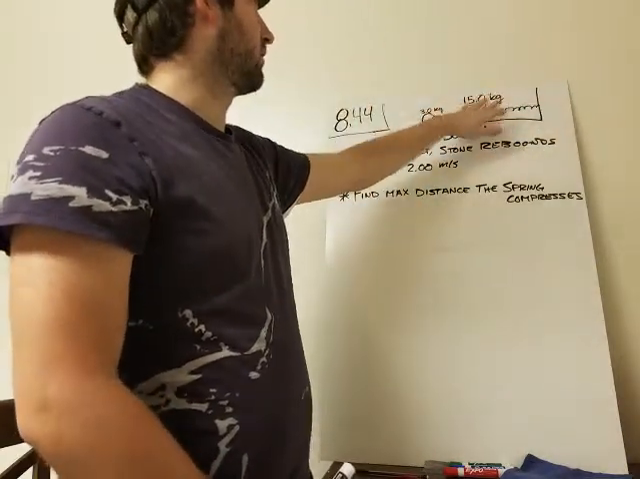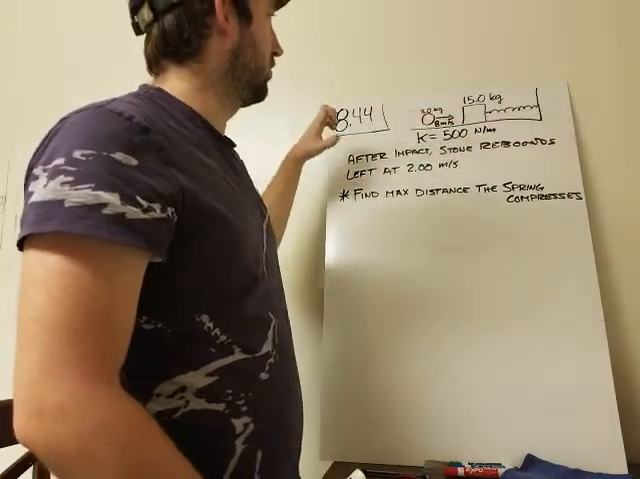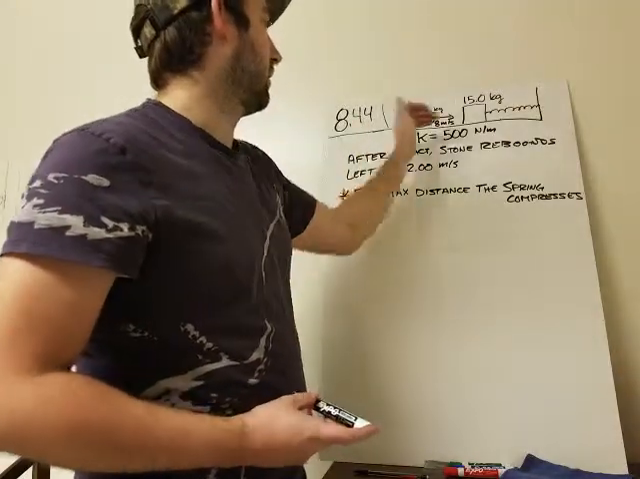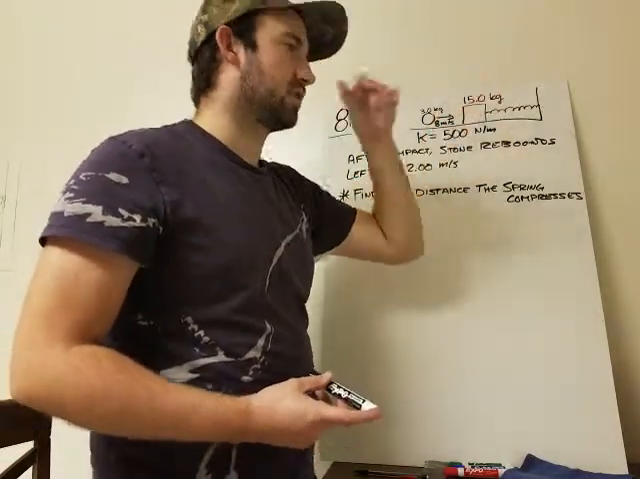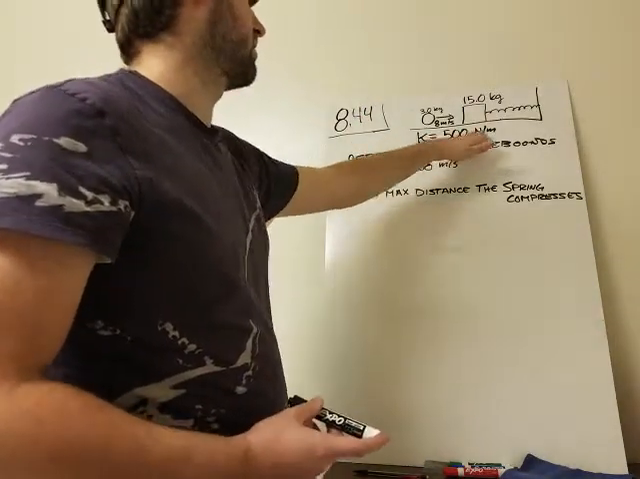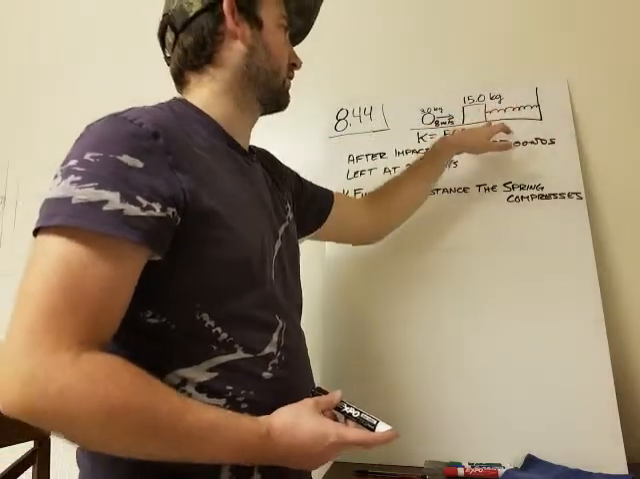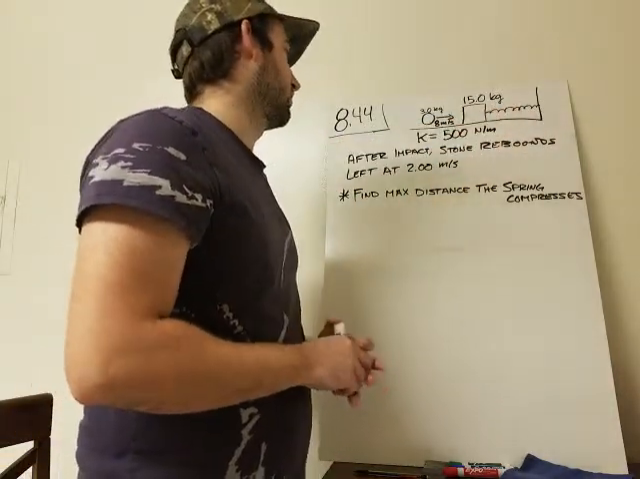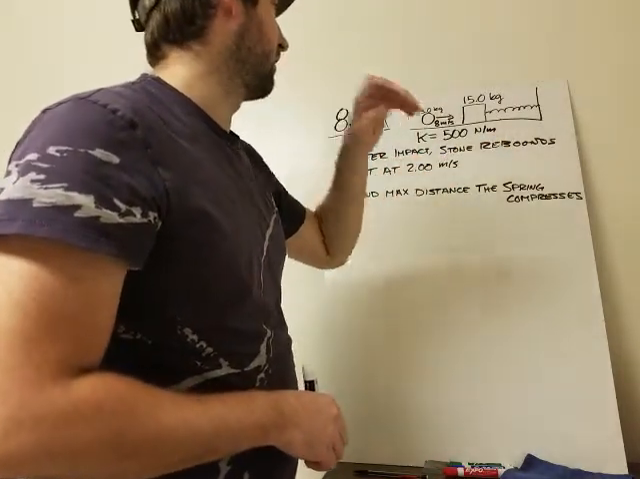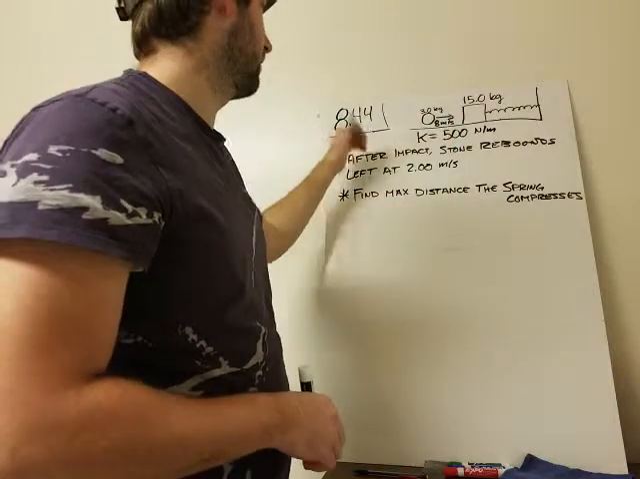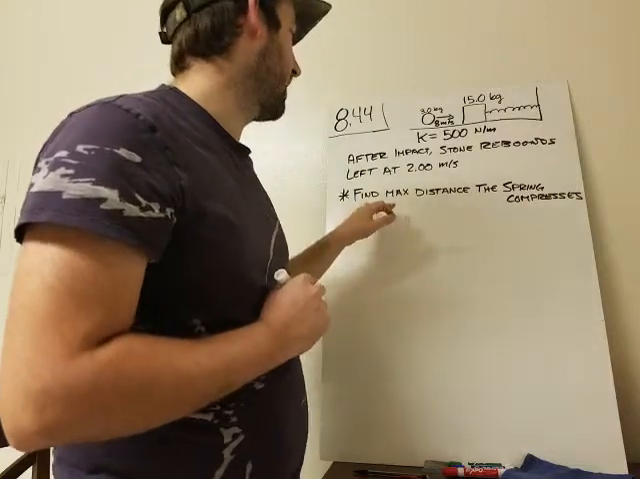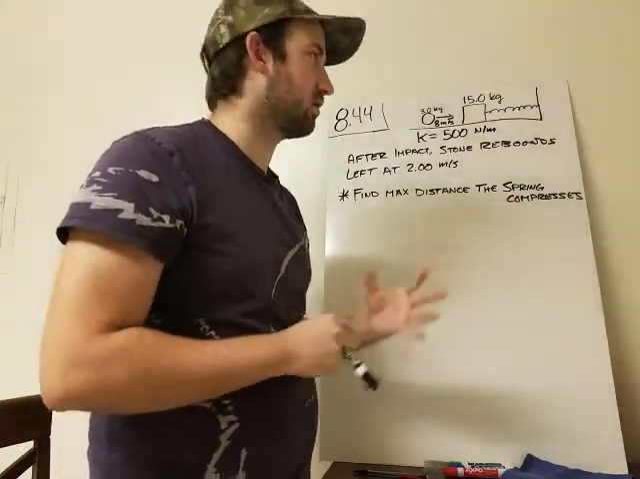The block is 15 kilograms, and what happens is this stone that has a mass of 3 kilograms moves at 8 meters per second and strikes this block. We're also given that the spring constant of this spring here is 500, which is useful. And then we also know after impact, the stone rebounds left at 2 meters per second. And it wants to know the max distance the spring compresses during this situation.